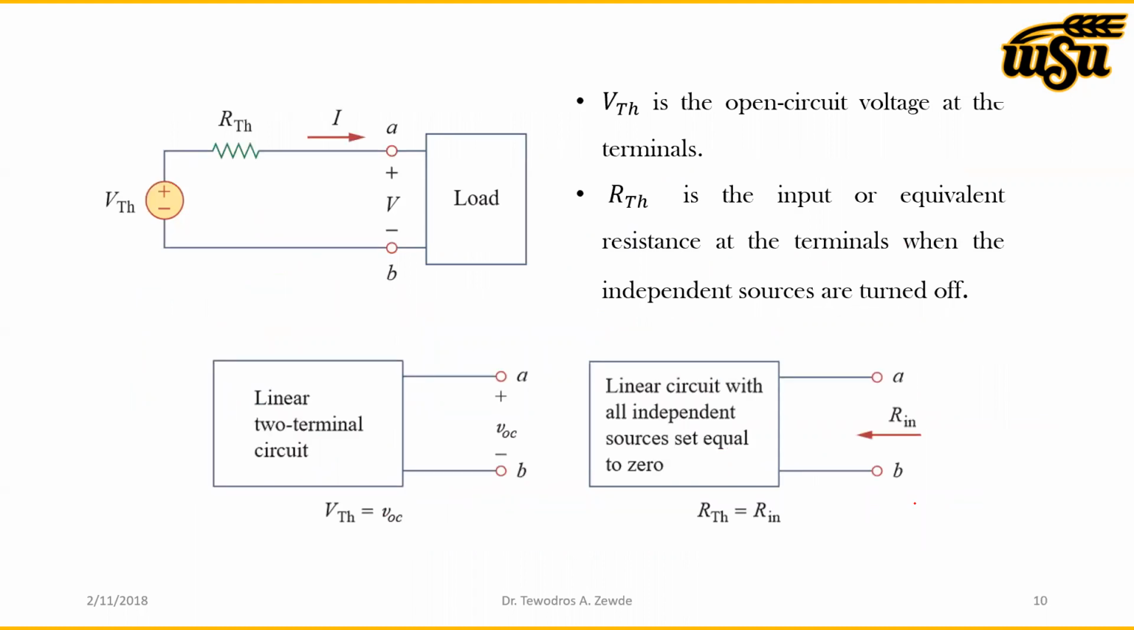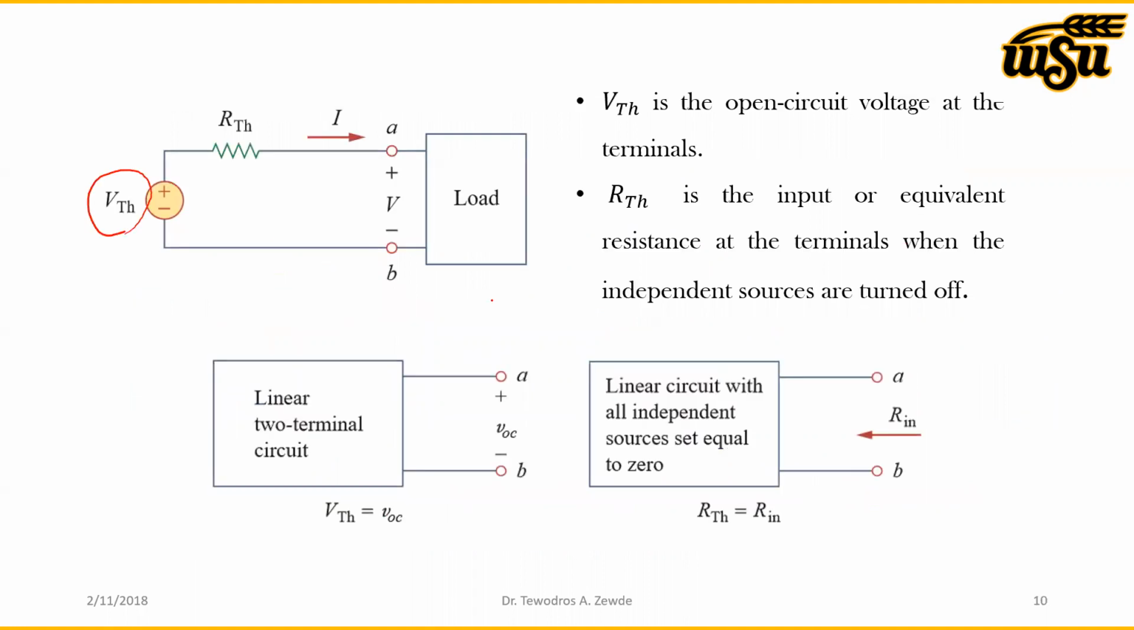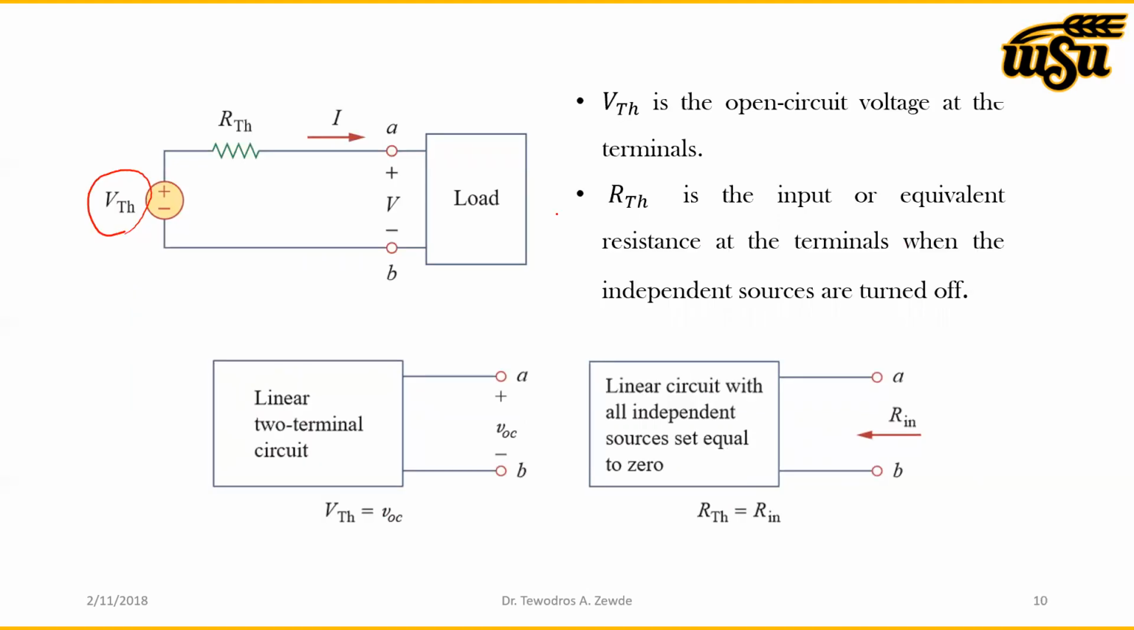So VTH is nothing but the Thevenin equivalent voltage or the open circuit voltage at the load terminals. So this is A and this is B. So VTH is the open circuit voltage between A and B. And RTH is the equivalent resistance of the circuit, again between these terminals, between A and B, when all the independent sources are turned off.